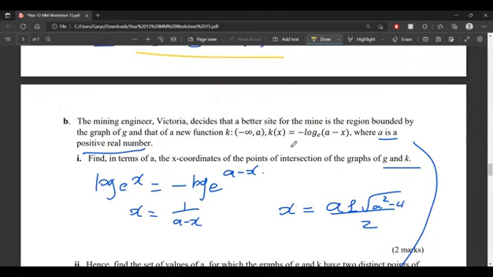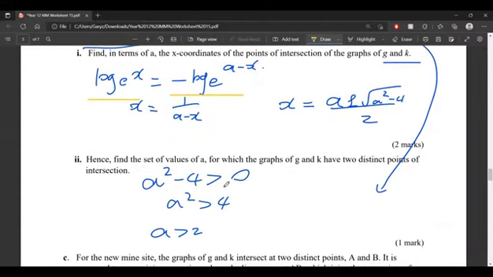The next question asks us to find in terms of a the coordinates of intersection. So we let log e of x equal negative log e of a minus x. And after we solve that on our CAS, we get x is equal to a plus or minus the square root of a squared minus 4, all over 2.